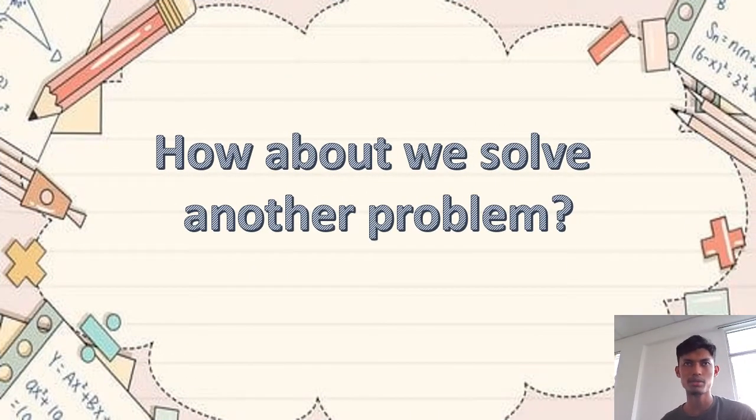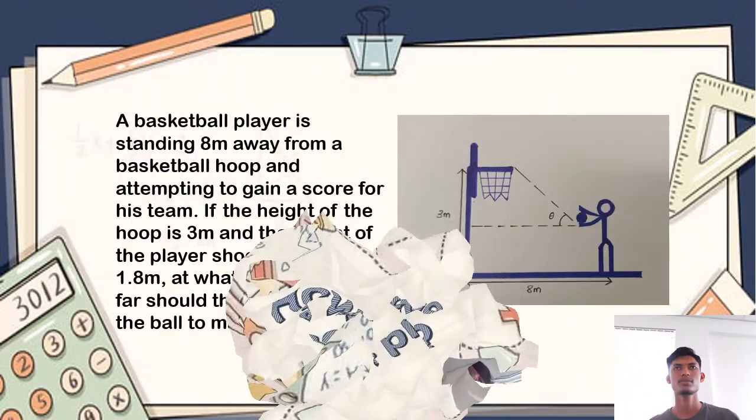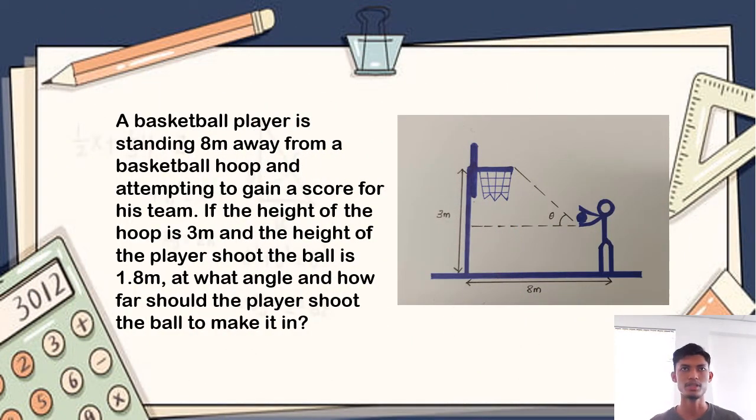How about we solve another problem? For this picture, as you can see, a basketball player is standing 8 meters away from a basketball hoop and attempting to score for his team. If the height of the hoop is 3 meters and the height at which the player shoots the ball is 1.8 meters, at what angle and how far should the player shoot the ball to make it in?